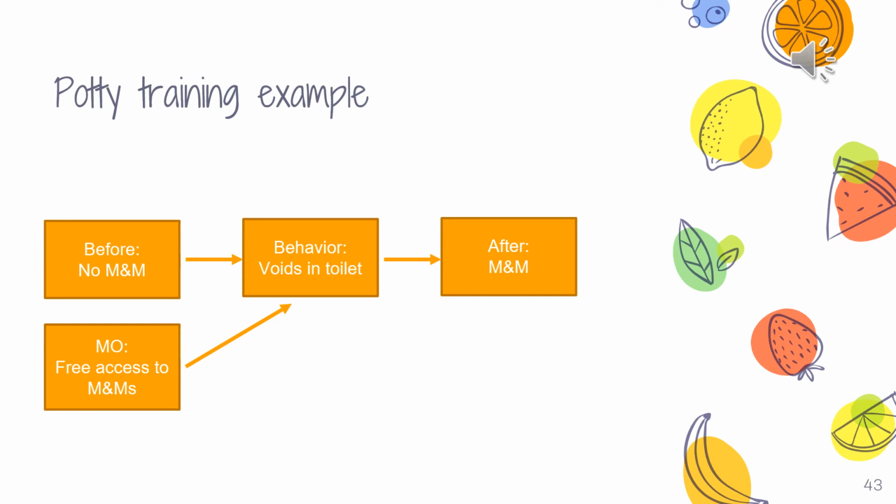Now let's look at the potty training example. Before, your client has no M&M, and if he voids in the toilet, he will receive an M&M. However, with the MO and effect of free access to M&Ms, or even no restriction to M&Ms, the reinforcing effectiveness of an M&M is not that high, and therefore behaviors that result in M&Ms, such as voiding in the toilet, aren't going to increase in frequency. However, once you modify the MO, such as restricting access to M&Ms, it will then increase the reinforcing effectiveness of M&Ms and then increase the frequency of responses, voiding in the toilet, that result in M&Ms.